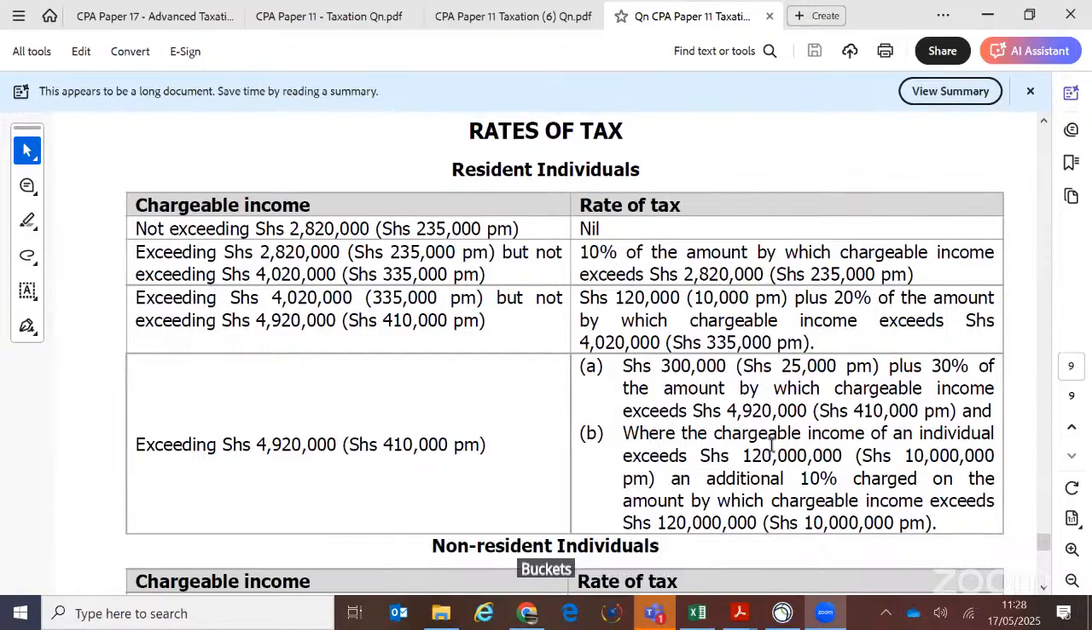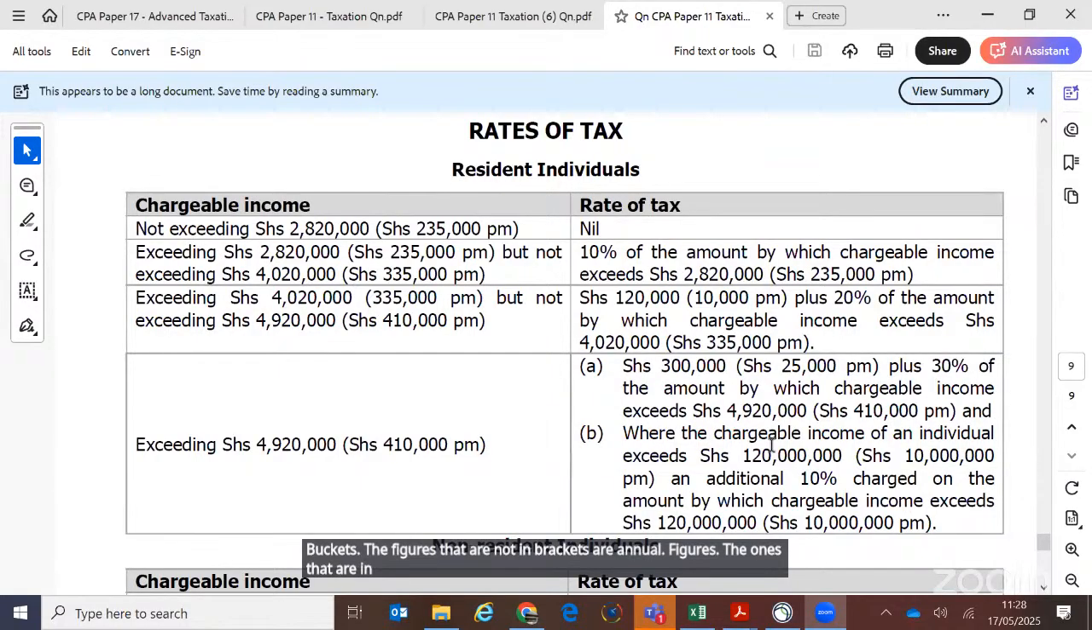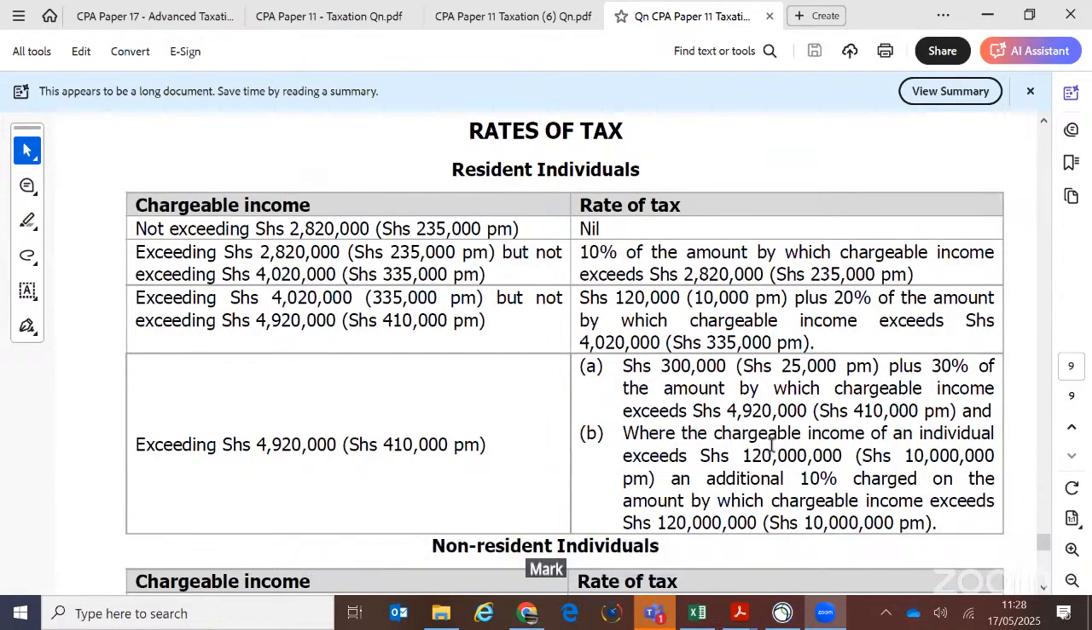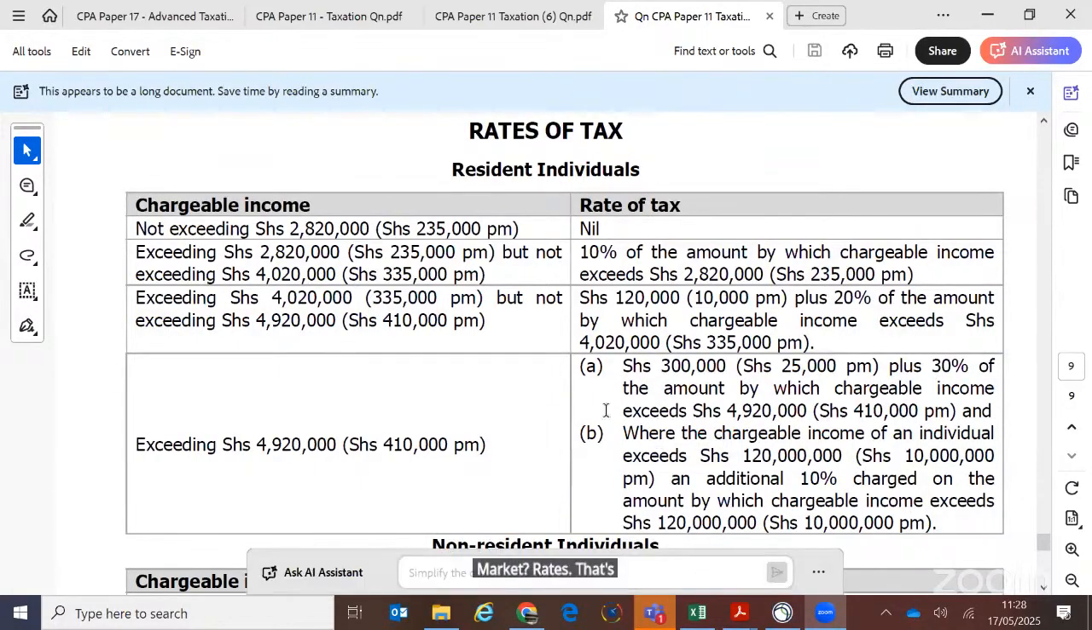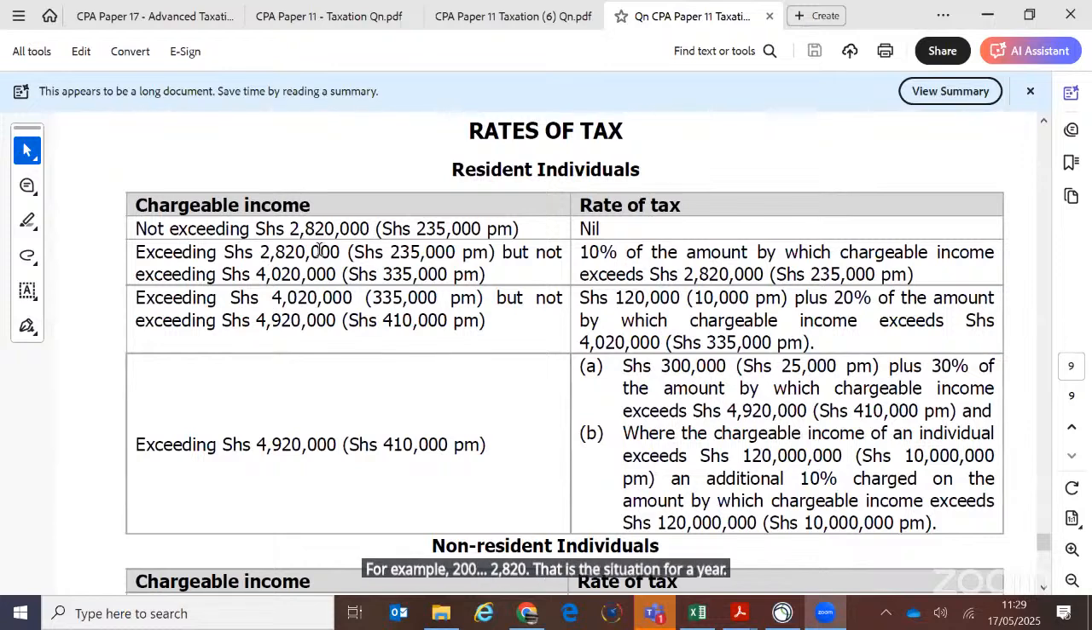The figures that are not in brackets are annual figures. The ones that are in brackets are monthly rates. That's why they say, for example, 2,820,000. That is the threshold for a year. But if you want to know that threshold on a monthly basis, it is 235,000 per month. So PM means per month.